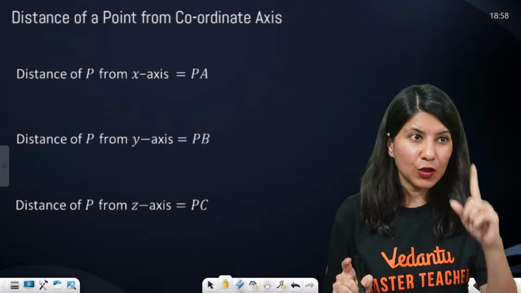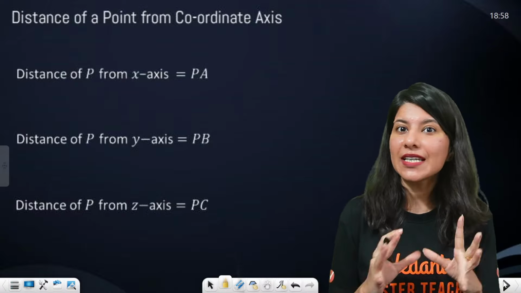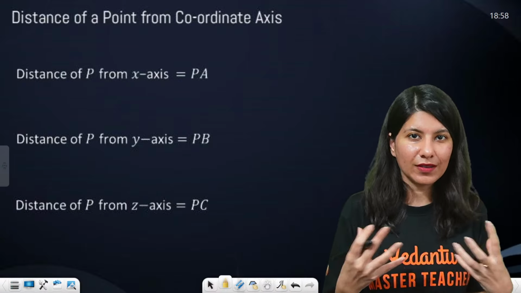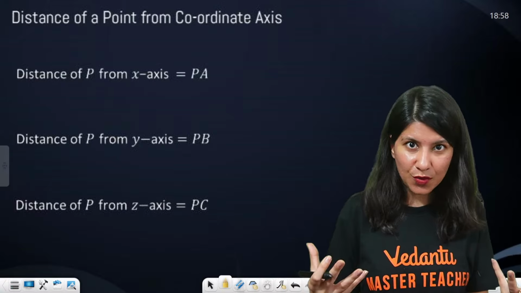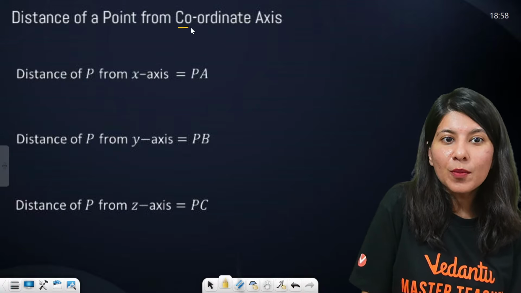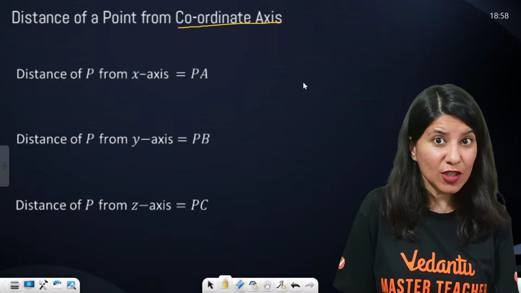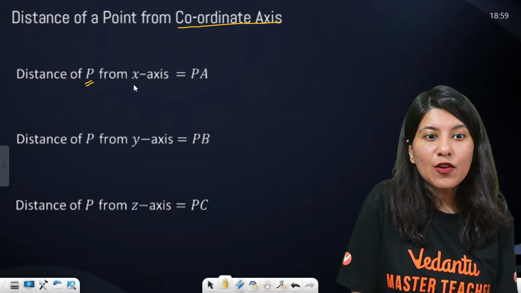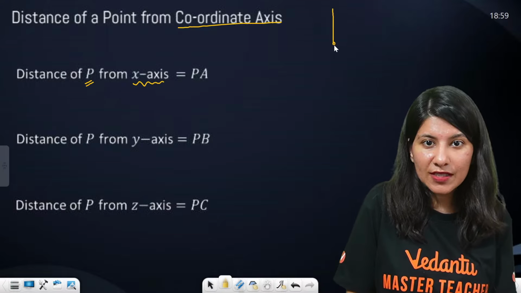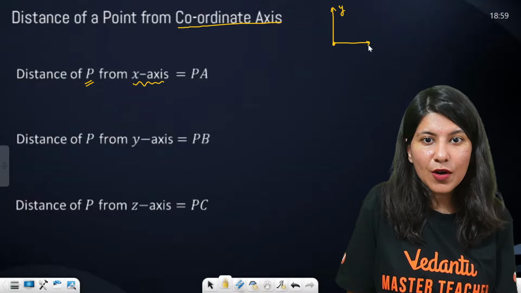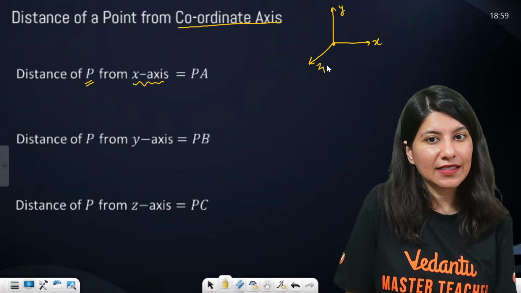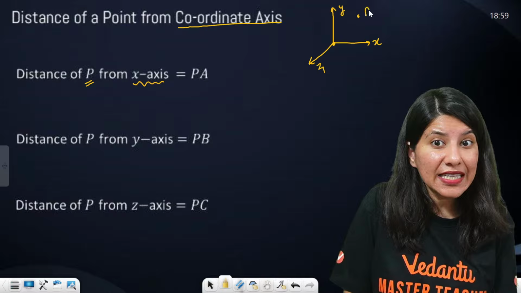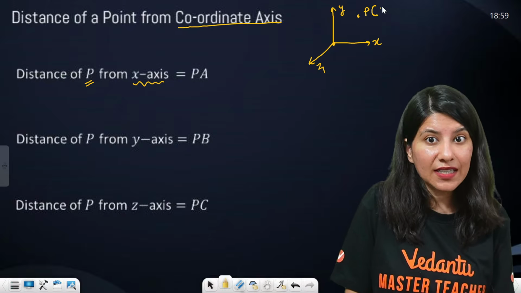Okay, now let us take a question. Just think and imagine, because 3D geometry is all about imagination. The more you're able to imagine in this chapter, the easier and more natural things will be. The question is the distance of a point from the coordinate axes. Let me make it a little bit easier for you: the distance of point P from an axis. Let me draw. This is your y axis, this is your x axis, and this is your z axis. Correct? Now there is a point P, and understand this point P is in space.